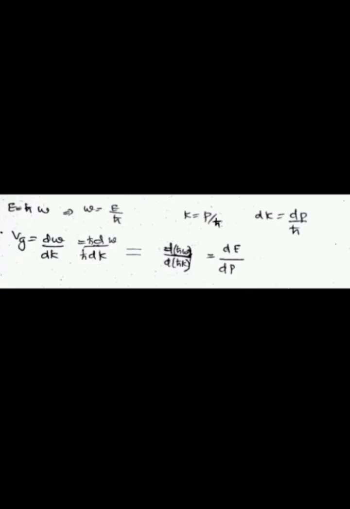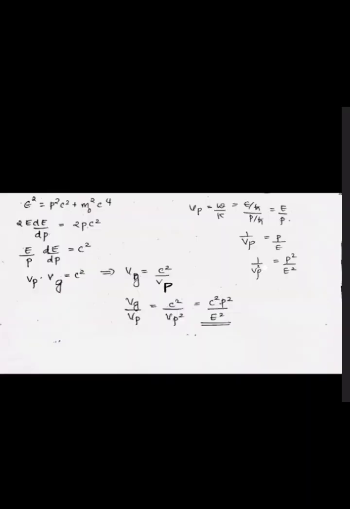We know that E is equal to h cut omega, that is omega is equal to E by h cut, and k is equal to p by h cut, that is dk is equal to dp by h cut. We know group velocity is equal to d omega by dk. Multiplying h cut on numerator and denominator, we can write it as h cut d omega by h cut dk. That is equal to d of h cut omega by d of h cut k. This is equal to dE by dp. That is Vg is equal to dE by dp.